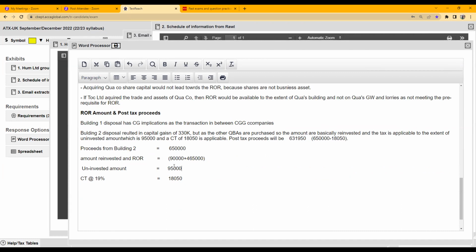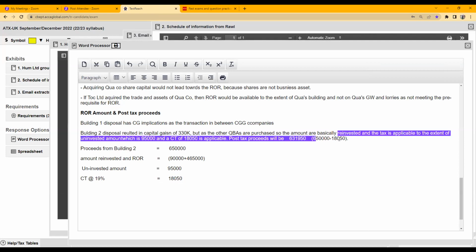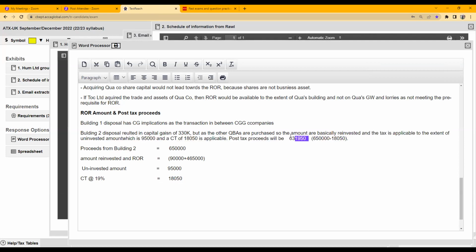The uninvested amount still in the pocket of the company is 95,000, subject to a corporation tax rate of 19%. So the tax is 18,050 from 650,000. If this amount of tax is paid, the remaining is the after-tax proceeds. So this is how we have smartly summarized our answer, covering all of the aspects of the requirements.